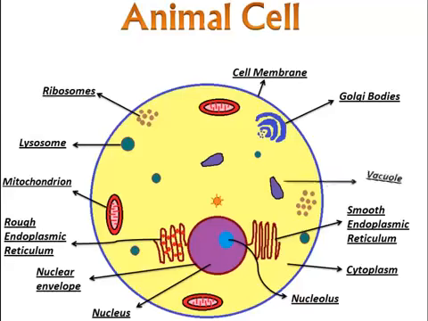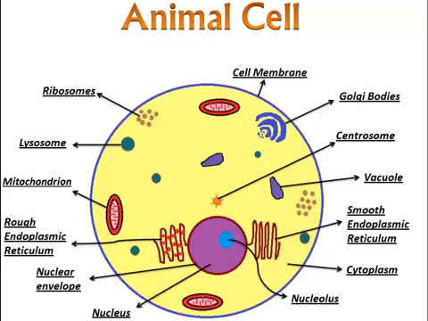Next is vacuoles. Vacuoles are fluid filled organelles enclosed by a membrane. They can store such as food or water, minerals, or waste products. Now, the last one is centrosome.